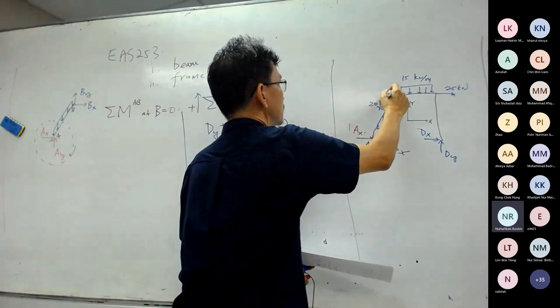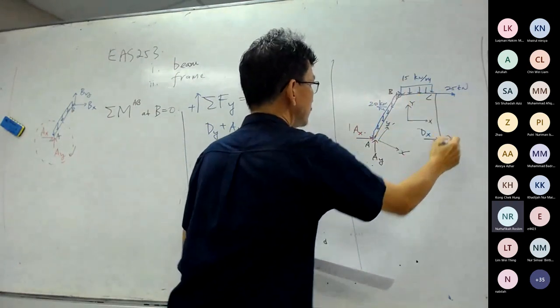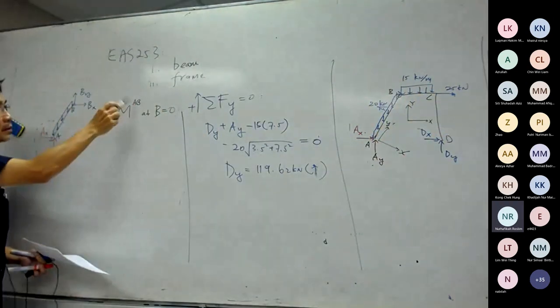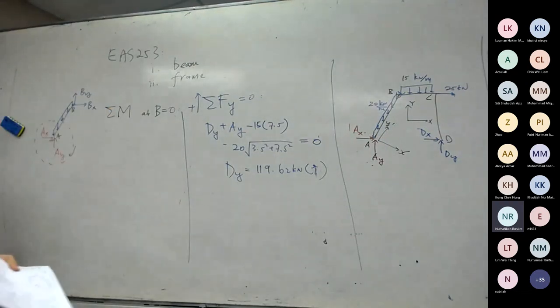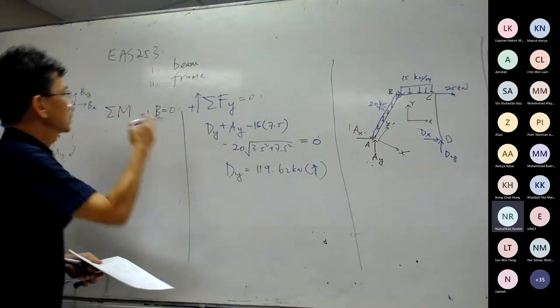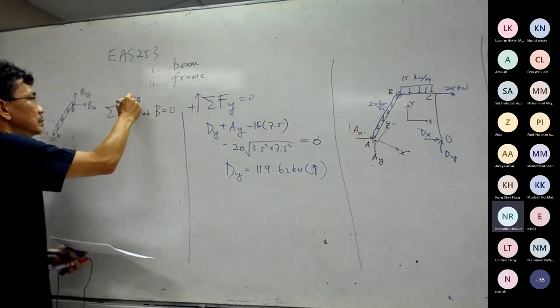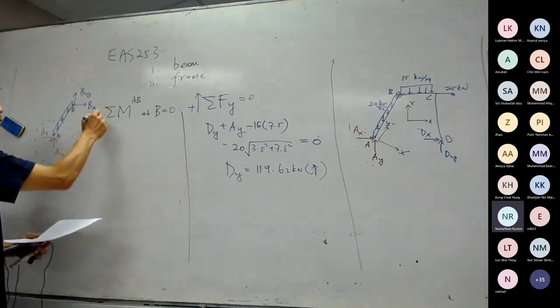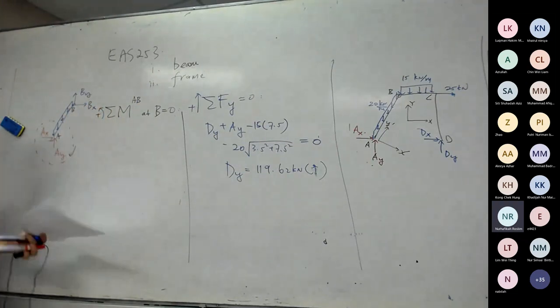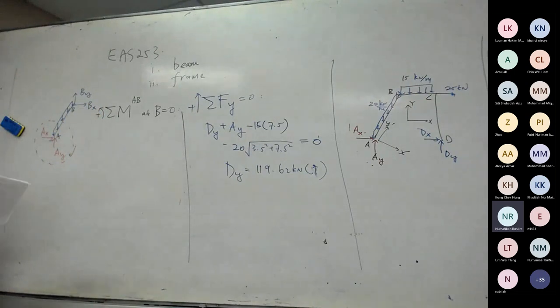And so that is the difference between, if you write without this, it means that you take the whole thing. So now we only take part of it. So just to be clear, again, you take positive moment this way.